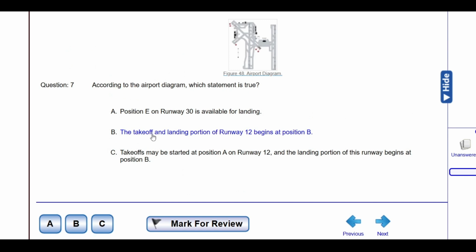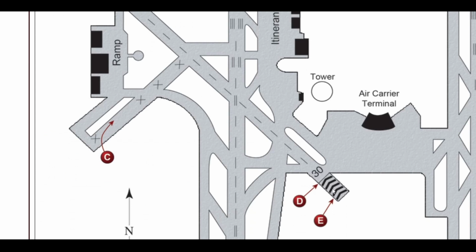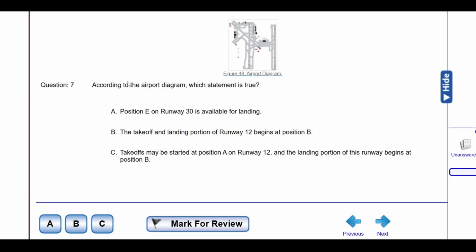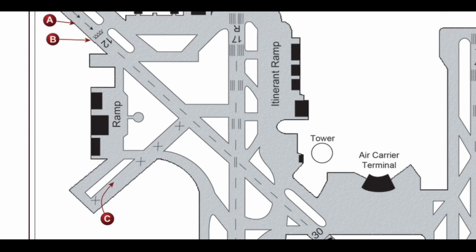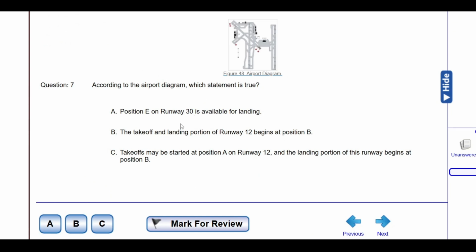According to this diagram, which statement is true? A. Position E, runway 30 is available for landing. So go to E. No, absolutely not. You're not authorized to land at this threshold. So it will not be A. B. The takeoff and landing portion may begin at 12 and begins at B. Okay, yeah, but it's not a good answer. It doesn't explain it fully.